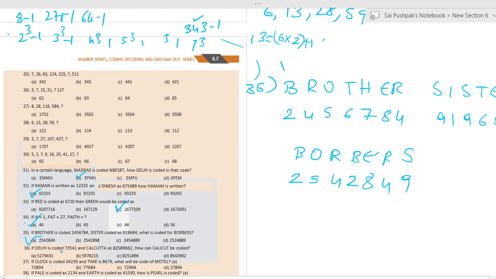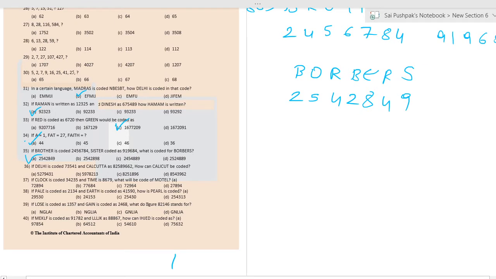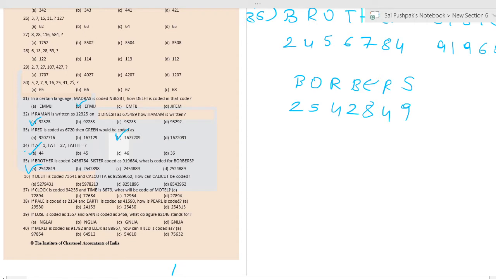Simple. And guys, 36 is similar to this one only. You just have to substitute it. Please do it on your own. And 37 is also similar, guys. 36, 37, 38, 39, 40, and 41 are the same as 35 only. Okay, I'll do one more question for you guys. So I'll do 36. From 37 to 41, you guys should do.